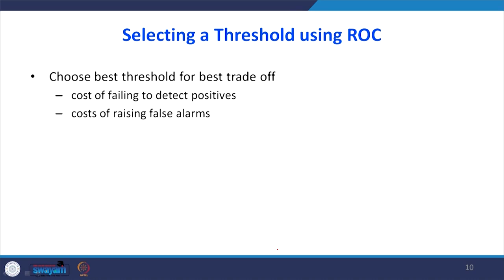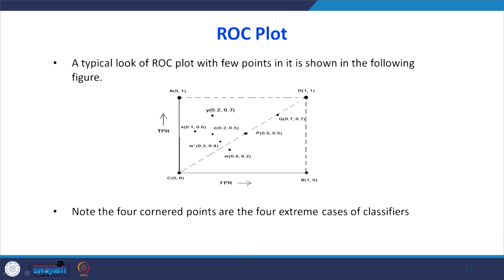Now, we will look for selecting a threshold using ROC curve. We have seen the different points of the ROC curve, how to choose the threshold value. That was the important objective of this lecture. Choose the best threshold for the best trade off by looking at the cost of failing to detect positive and the cost of raising a false alarm. It is like a false positive and false negative.